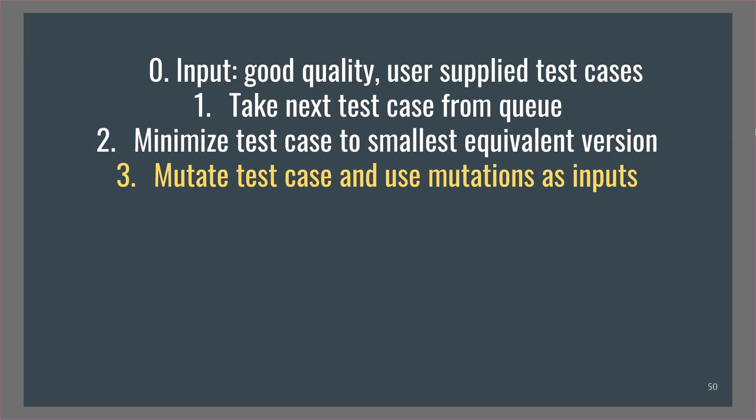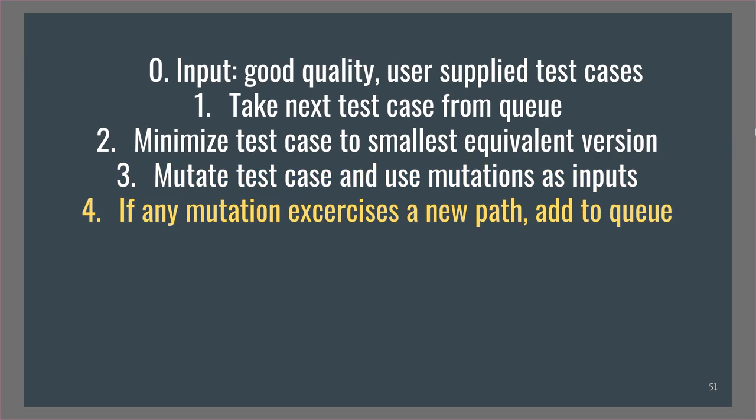AFL loops through each new mutation and feeds the program each one. If the new mutation causes a program to explore a new path, AFL adds that test case to the seed queue. Otherwise, it discards the test case as redundant. Finally, it returns to the queue and repeats the entire process with a new seed test case.